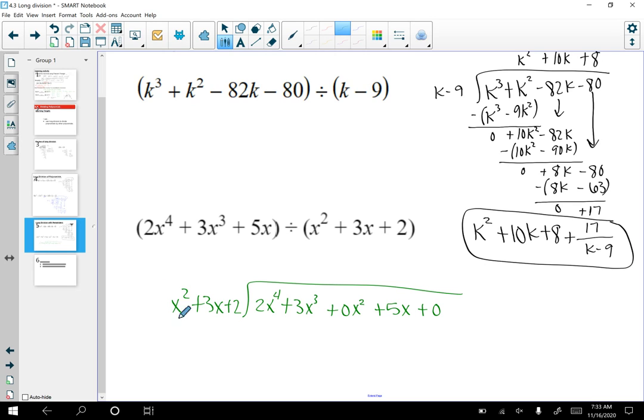How do we get 2x to the 4th from x squared? So again, we're looking at that very first term. We need to multiply by x to the second, right? Because x to the second times x to the second is going to give us x to the 4th. So, be careful here, that's going to go over our x squared term. And then we need 2x to the 4th, so that's going to be 2x squared. So go ahead and multiply everything by 2x squared.